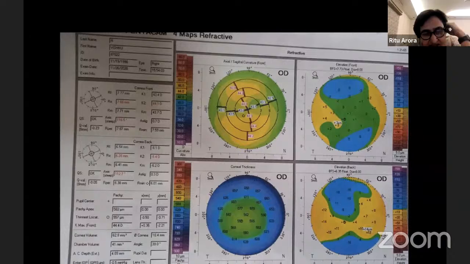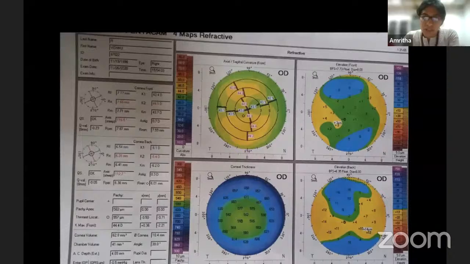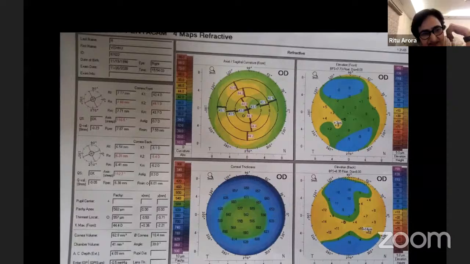So this Q value should be between 0 to -1, because this is a prolate cornea, and I hope you understand what a prolate cornea is. It's only when it goes on the positive side that it would indicate what? A post-ablative state if it is more than 0. Yeah, exactly, very good.